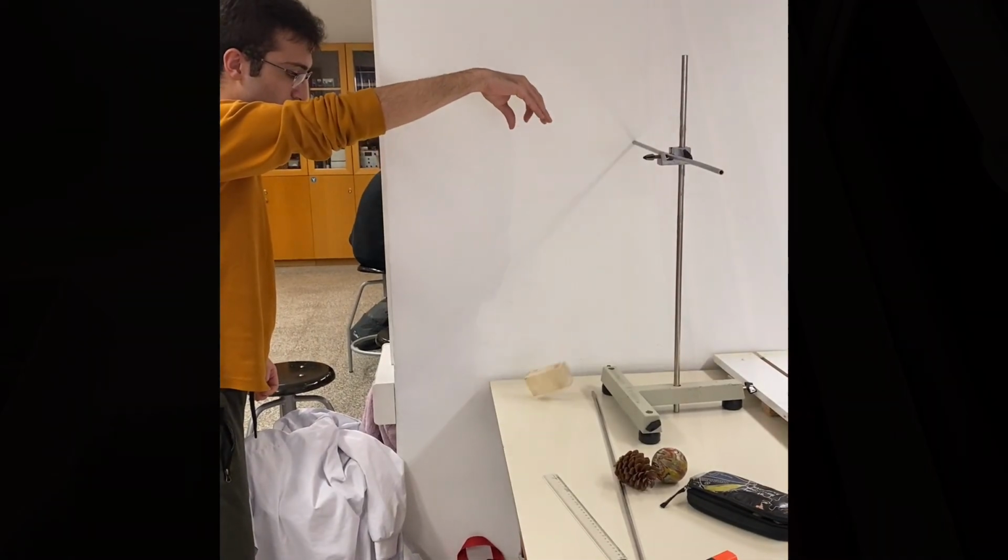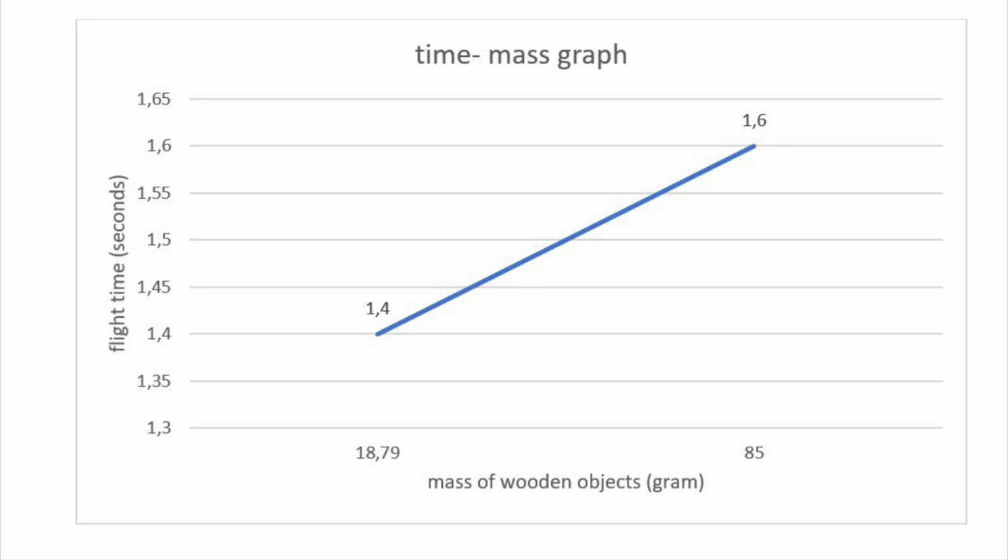This is the time mass graph of the two different wooden objects. The time is measured by using a timer, and also theoretical time is calculated by using equation 3.18.